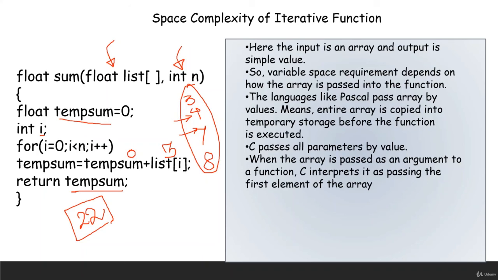This is the way which includes the calculation of space complexity over here. So C does not copy the array. It actually passes only the array which was first passed by the parameters. Hence, the space complexity of the iterative function is 0. This is the conclusion of this whole program, right?